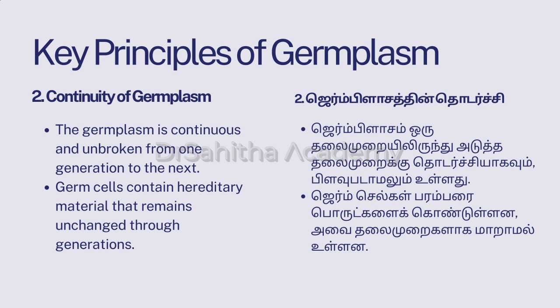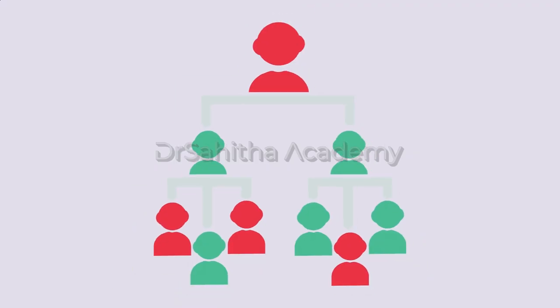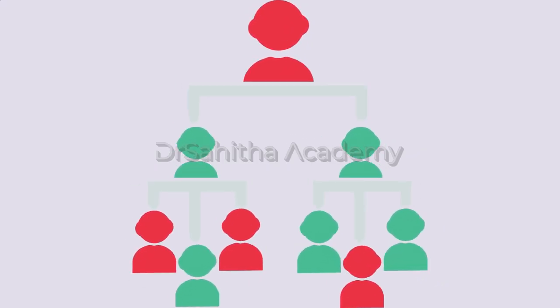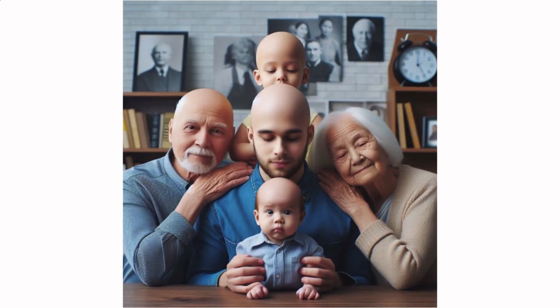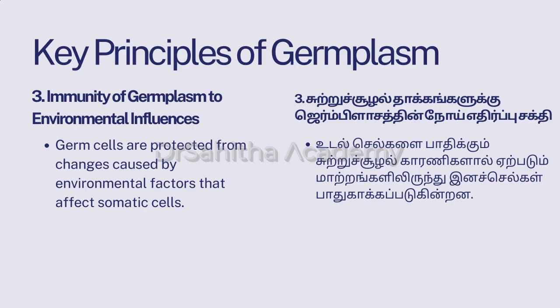Next, we have the continuity of germplasm. Germ cells contain a continuous and unbroken lineage of genetic material, ensuring traits are passed across generations without alteration. Say for example, think of it as a family heirloom passed down from one generation to the next, staying intact over the years.